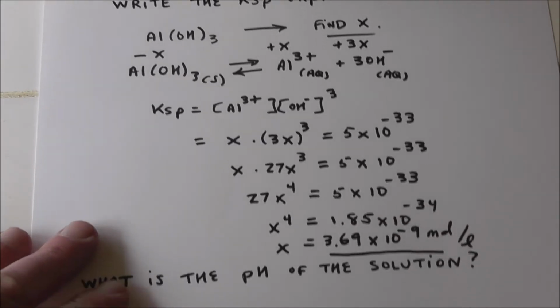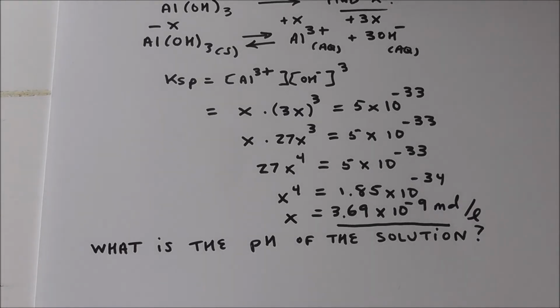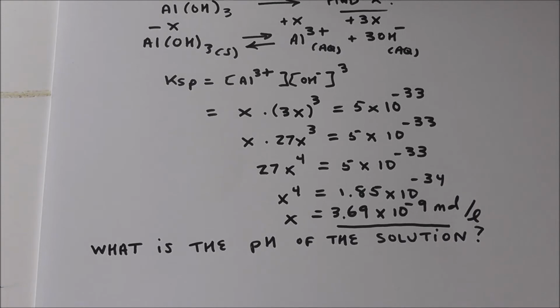So think about the next question before we answer it. What's the pH of this solution? Well, it's going to be greater than 7. This is a basic salt. And let's go figure out what that's going to be.